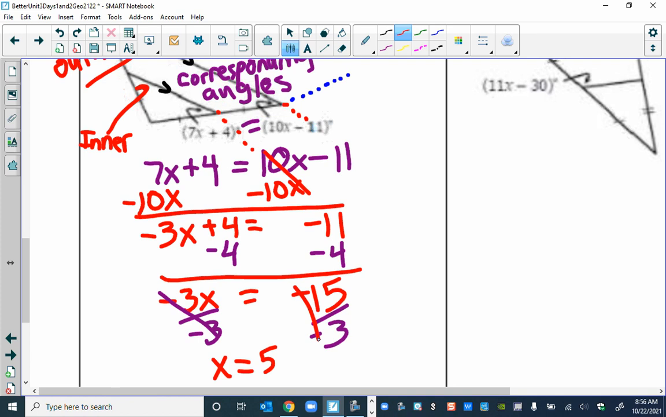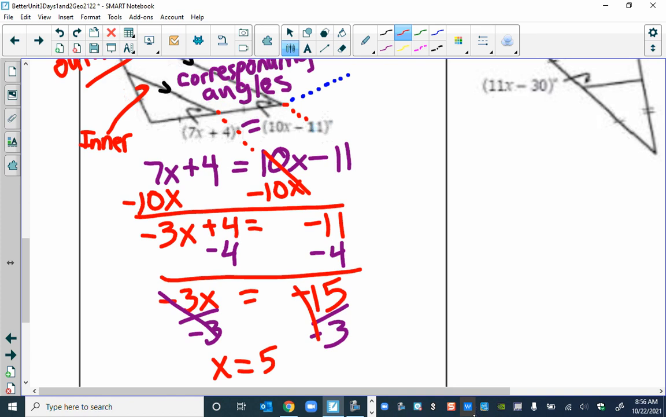All right, questions on that problem? Anybody questions on solving this problem? So again, there was more than one way you could have done this. But as long as you got x equals 5, your steps are good, I'm okay.